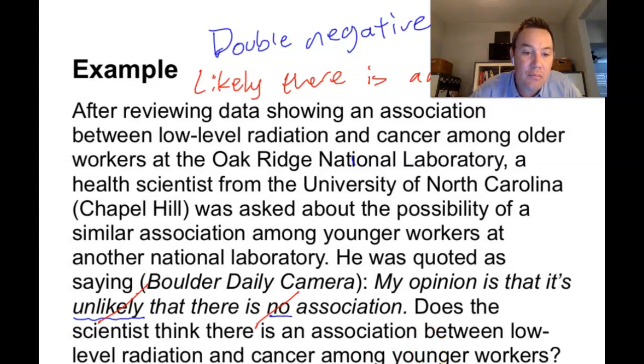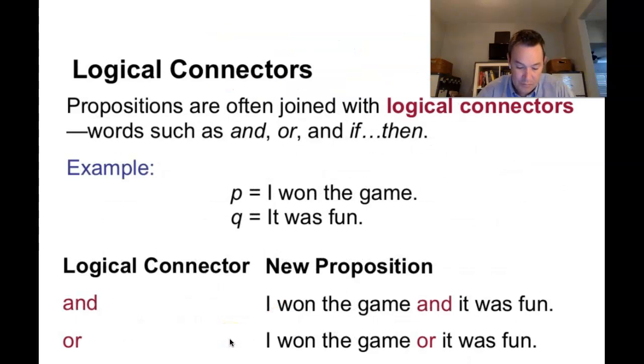So moving on. Logical connectors are what they sound like. They're going to connect propositions. So they're almost like contractions in the logic world. So propositions are joined with logical connectors, and we're going to look at a couple of them, specifically three. We're going to look at the AND connector, the OR connector, and the if-then.